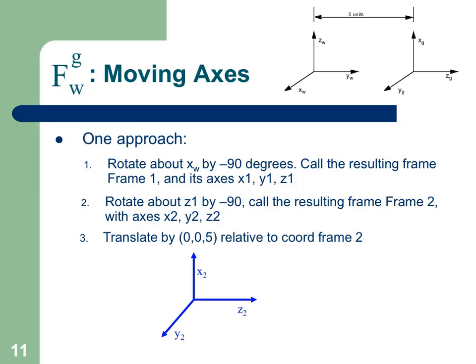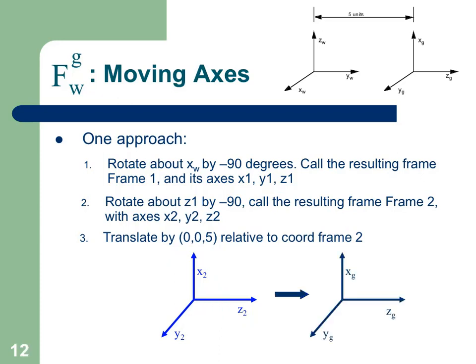And remember that we started with the world coordinates, right? We've been doing rotations, but we haven't done any translation yet. So the origin of the 2 frame is still exactly here, and we need to move over there. Of course, we're not going to move in the y direction, right? We have to move in the z direction now because we're talking about frame 2. So we need to translate by 0, 0, 5 relative to coordinate frame 2.